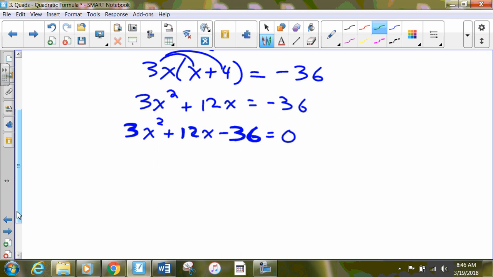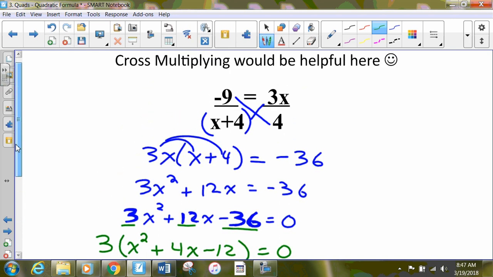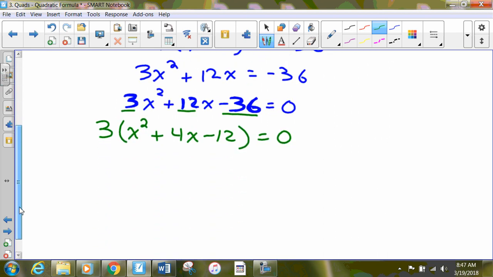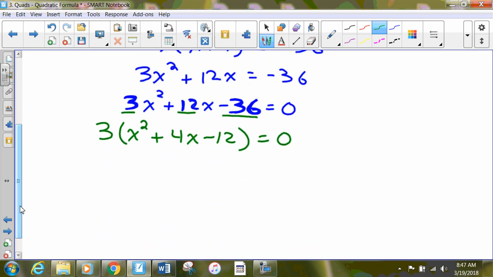What number goes into 3, 12, and 36? That's right, 3. So we're going to factor out a 3, and that leaves us with x squared plus 4x minus 12 equals 0. Okay, I know we're supposed to be doing the quadratic formula, right? We're in the quadratic formula thing, but can we think of two numbers that multiply to give you a negative 12 and add to give you a 4? Yes, so I'm going to tell you something.